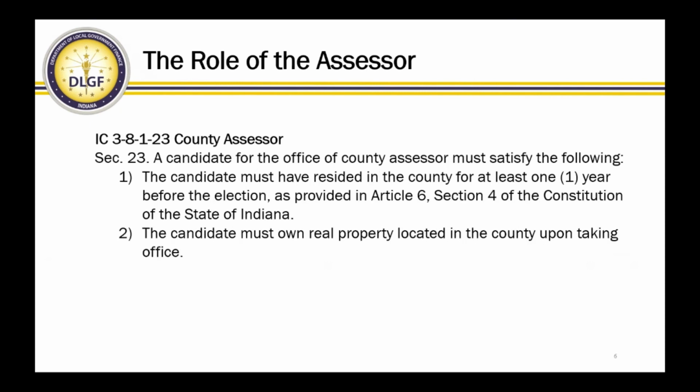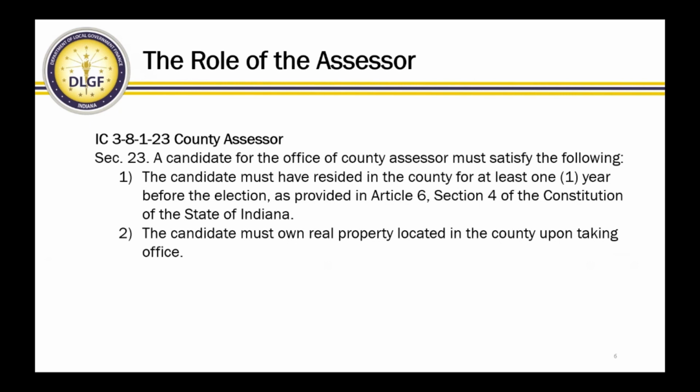In order to be a candidate for the county assessor position, we'll talk about the township assessor in a little bit, a county assessor must have resided in the county for at least 1 year before the election, and the candidate must own real property located in the county upon taking office. Unfortunately, the Indiana Code does not specify how big that property must be. One of the comments has been, could they own a piece of property the size of a postage stamp? The answer would be yes, although that would be a very difficult legal description to find. There's no minimum or maximum real property requirement, but they must own the property.